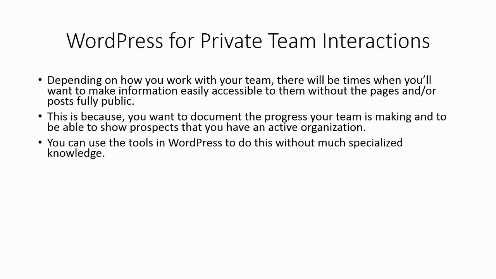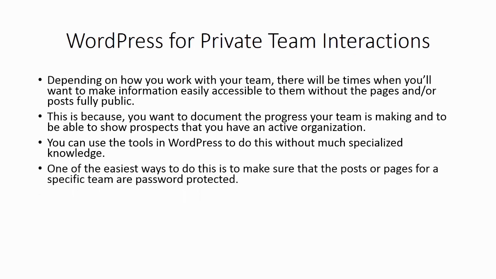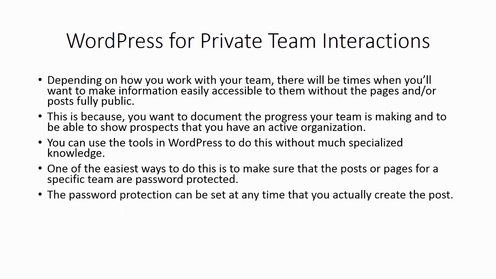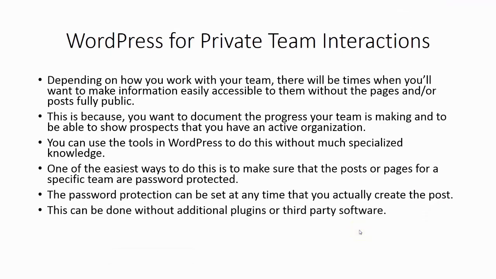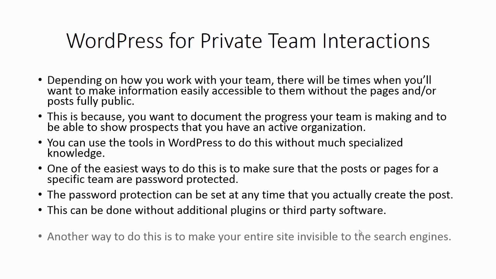Now you can use the tools in WordPress to do this without much specialized knowledge. One of the easiest ways to do this is to make sure that the posts or pages for a specific team are password protected. The password protection can be set at any time that you actually create the post. As you can see, when you're creating a post, you can go to the visibility section, and all you need to do is to click password protected. Now this can be done without additional plugins or third-party software.